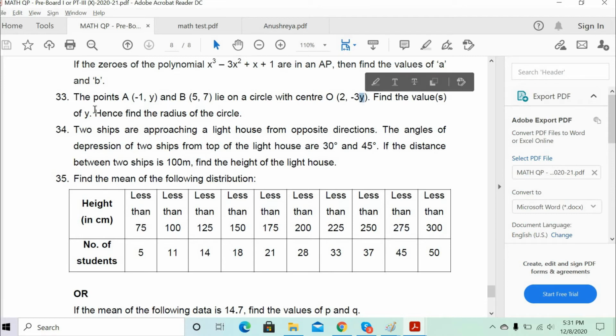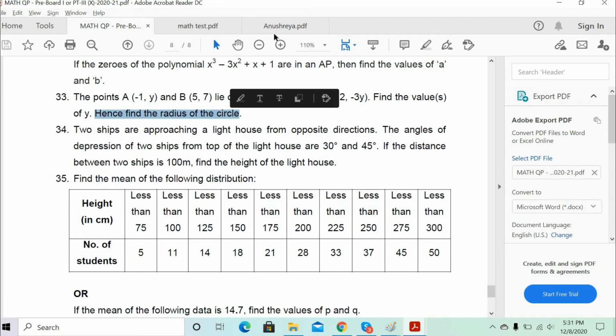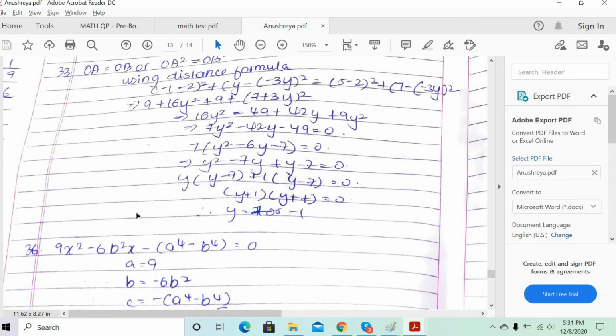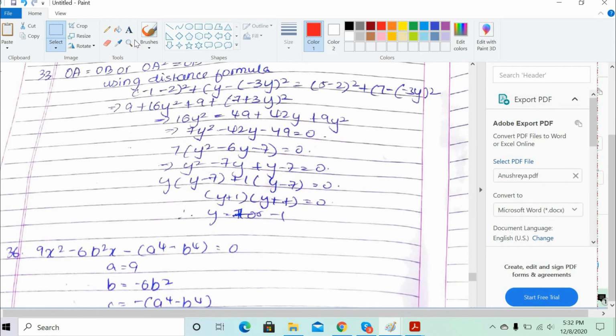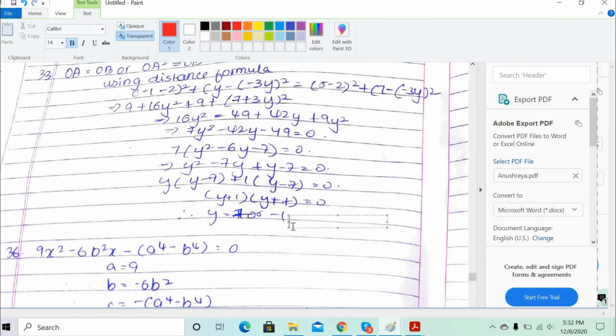And now the next part of the question is: hence find the radius of the circle. And look at the answer sheet. You don't have the radius right here. So what is the missing part here? The radius is missing here, right? So I can just put it here. The radius part is missing. So this is the overlooking, finding the radius is missing in this question. Got it?